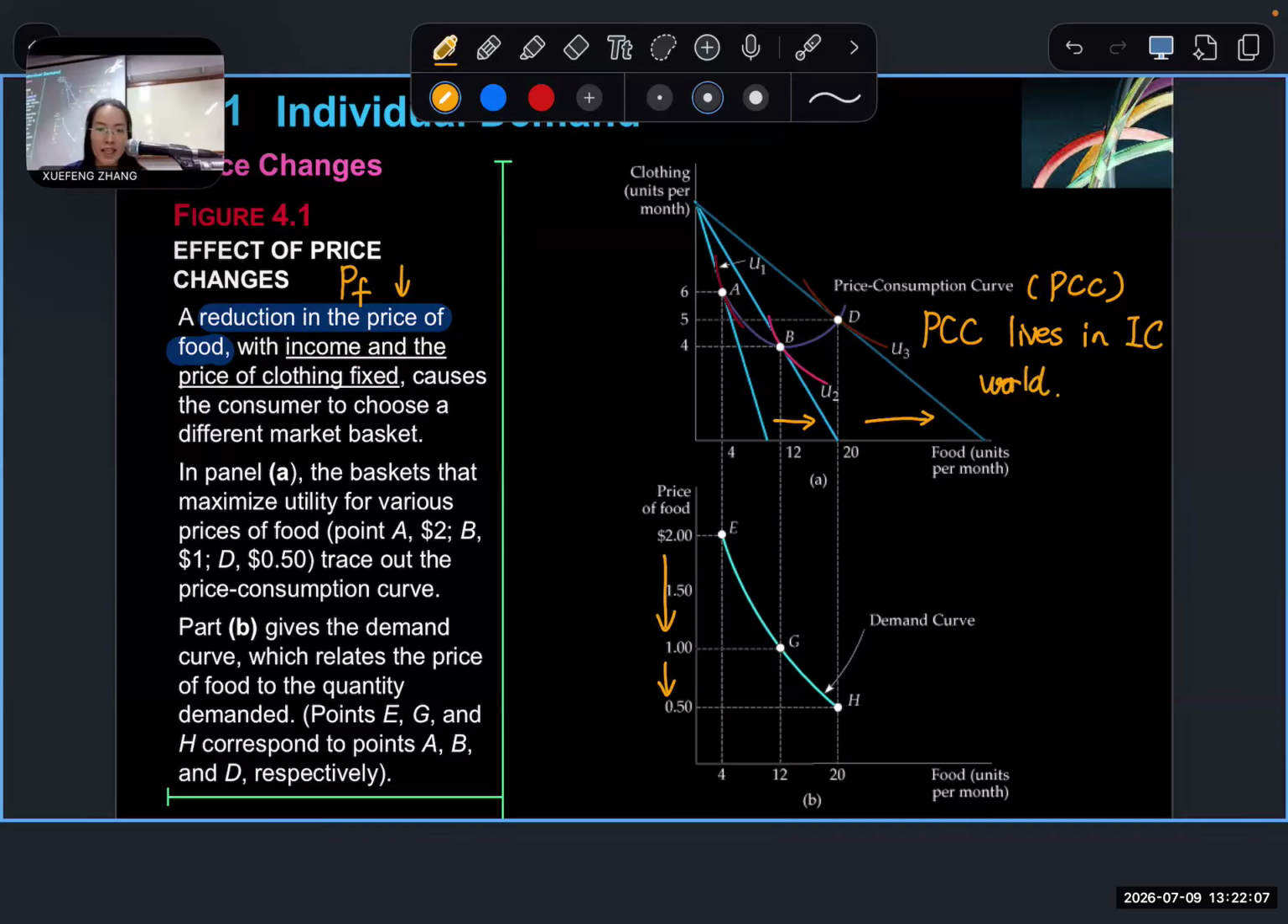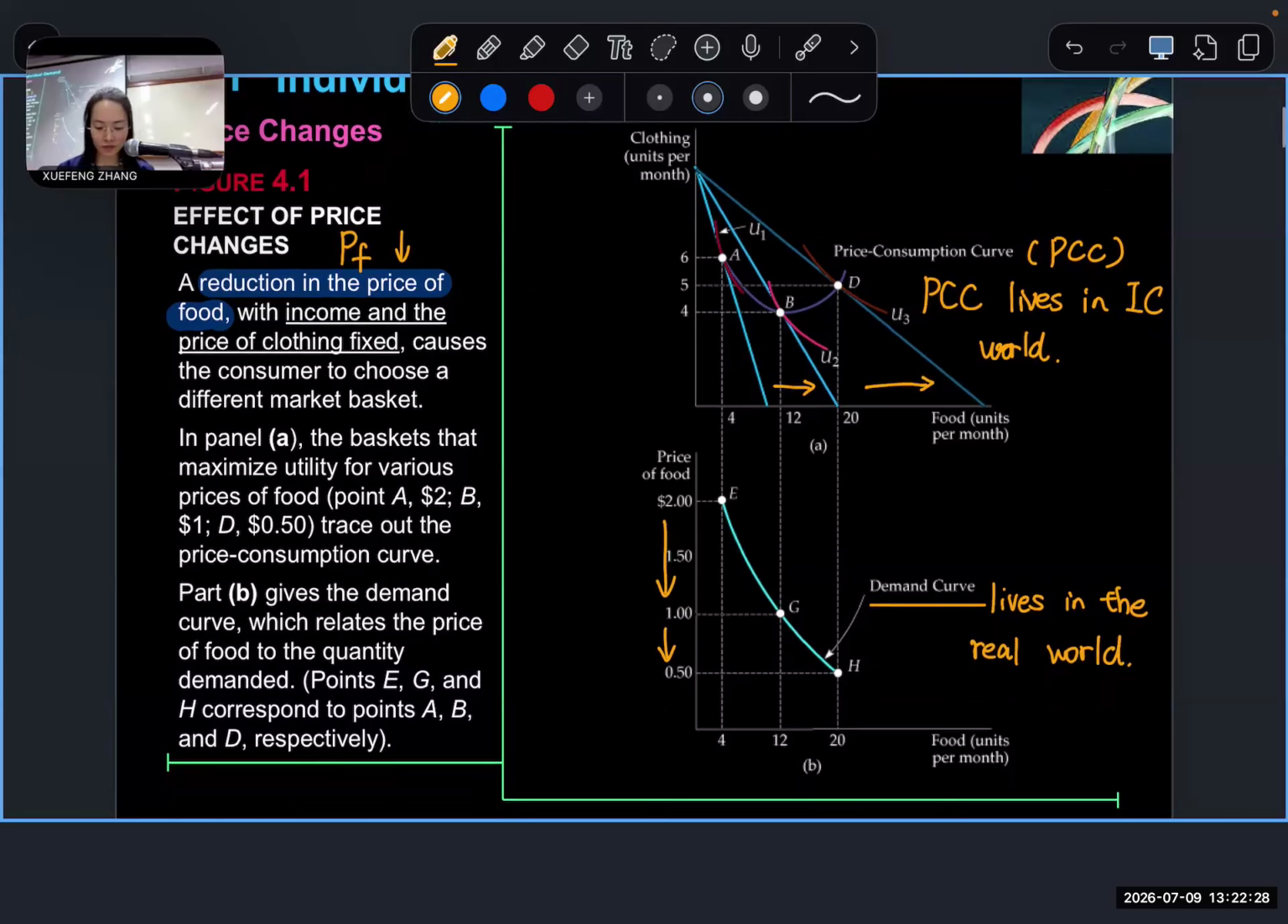PCC lives in the indifference curve world, but the demand curve lives in the real world. This is in the real world. How can we observe it? This is how to explain and how to read those two graphs.